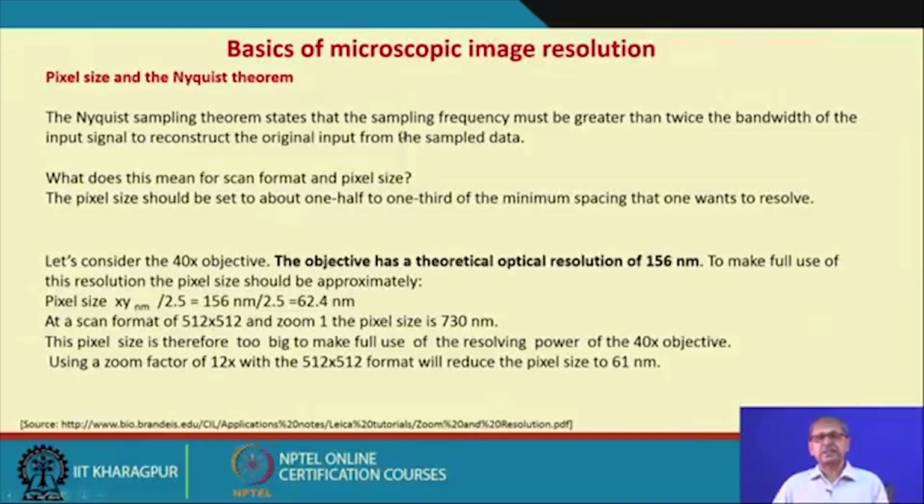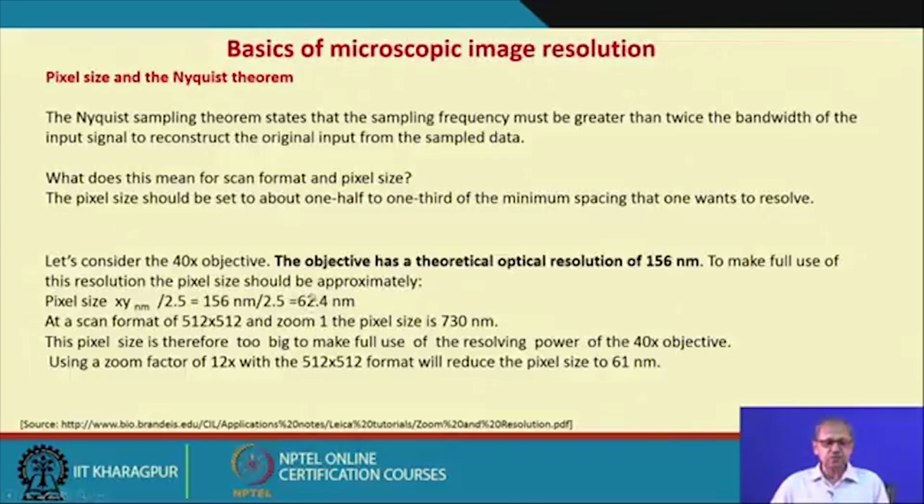So, what does this mean for scan format and pixel size? The pixel size should be set to about 1/2 to 1/3 of the minimum spacing that we want to resolve. Like, say, in our example of the 40x objective, the objective has a theoretical resolution of 156 nanometer, which we have already calculated. To make full use of this resolution, what will be the pixel size? If we use the XY resolution divided by 2.5, 156 nanometer by 2.5 is 62.4 nanometer.